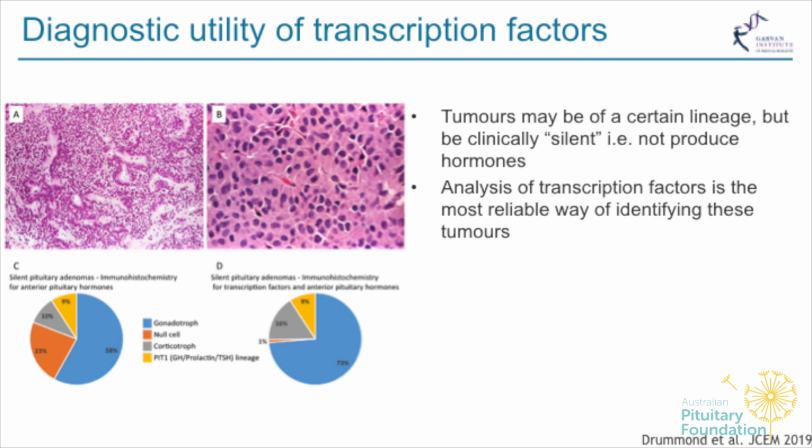And they looked at their transcription factors, and what they found was, in actual fact, 73% of them were gonadotroph tumours, 16% of them were corticotroph tumours, so ACTH tumours, and 9% were PIT1 positive tumours, so of the growth hormone, prolactin or TSH lineage. That really helps us to predict how those tumours might behave over time, because even though they're not producing or expressing the hormone, they might in actual fact behave a little bit more like the tumours of that cell line that do produce the hormone. And that's an area that I'm really interested in researching further and forms part of my PhD.